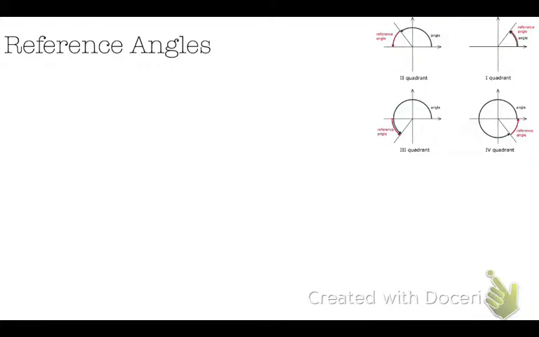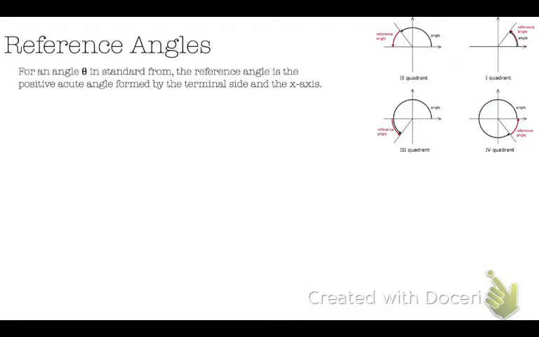Okay, reference angles. So there's also reference angles. For an angle theta in standard form, the reference angle is the positive acute angle formed by the terminal side and the x-axis. What the heck does positive acute angle mean? Well, positive obviously means it's positive, and acute means that it's less than 90 degrees. So all of the reference angles are going to be positive and less than 90 degrees.